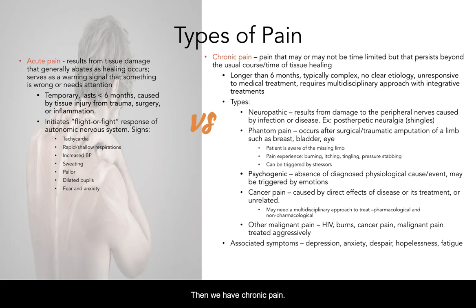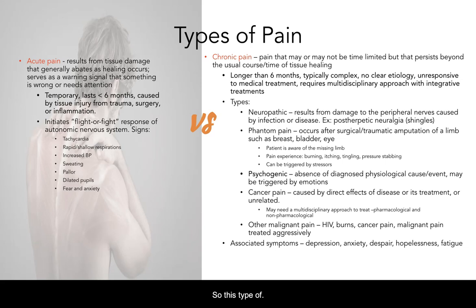Then we have chronic pain that may or may not be time limited, but it persists beyond the usual course of tissue healing, longer than 6 months. It's typically complex. There's no clear etiology. It's unresponsive to medical treatment. It's always there. It's chronic pain. It requires a multidisciplinary approach with integrative treatments. You can't just give a pain medication and fix the problem. It requires a multidisciplinary approach with a lot of different interventions.